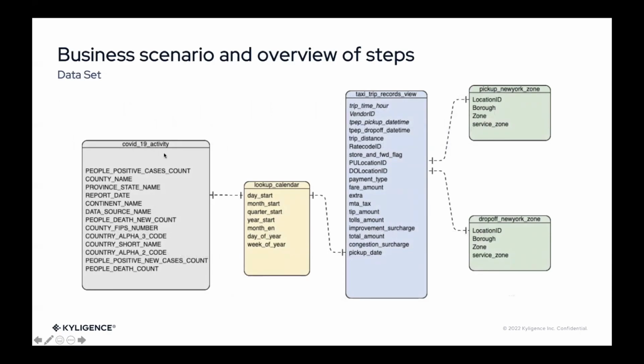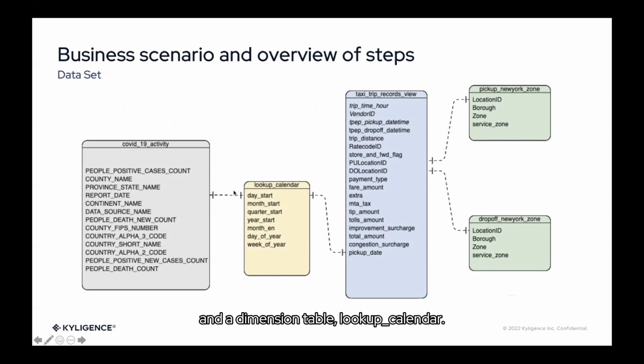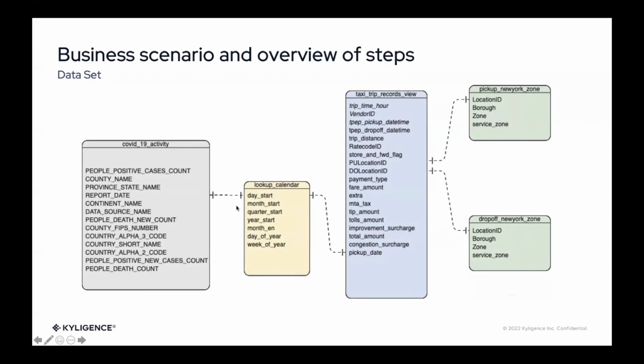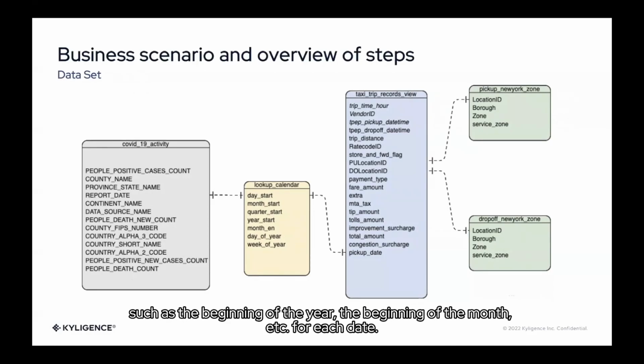This is a diagram of the table relationships between the two datasets we talked about earlier, the COVID-19 dataset and the New York City taxi dataset. There are two tables in the COVID-19 dataset, a fact table, COVID_19_activity, and a dimension table, lookup_calendar. In the fact table, the main purpose is to record the number of confirmed diagnoses and deaths reported each day in different regions of the world.